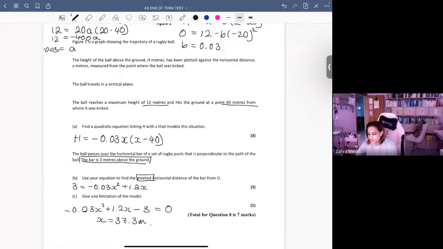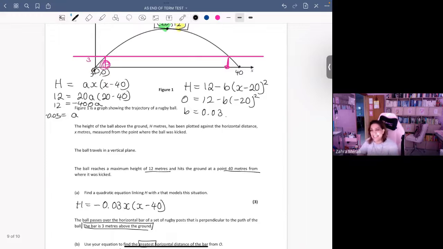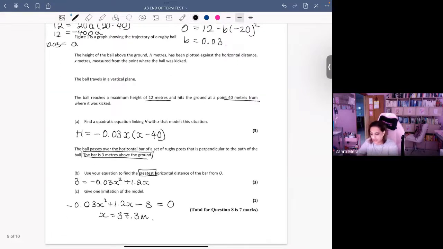A limitation of the model is we're not taking anything else into account. The type of the ball, the shape of the ball, spin of the ball, if there's any air resistance, anything logical will have got you a mark.